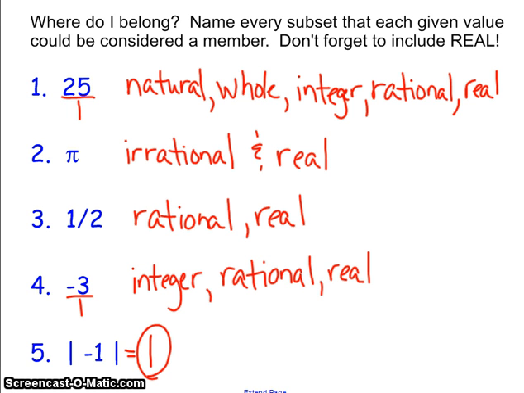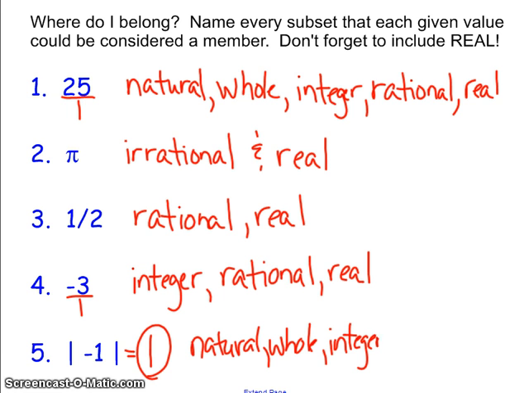And the number 1 is definitely a counting number or natural number. It is a whole number. It is an integer. It is rational. And it is real.